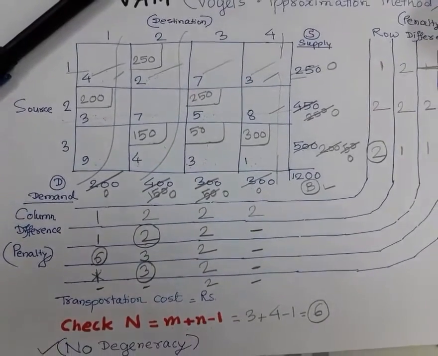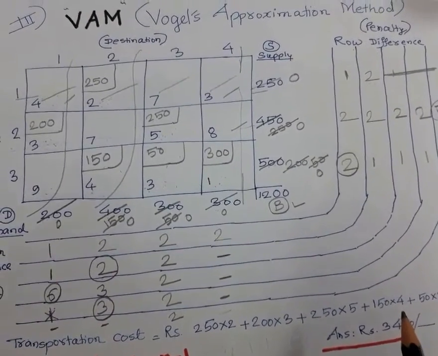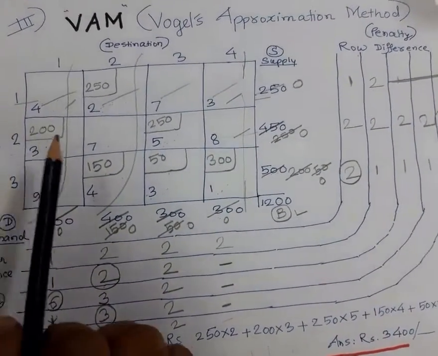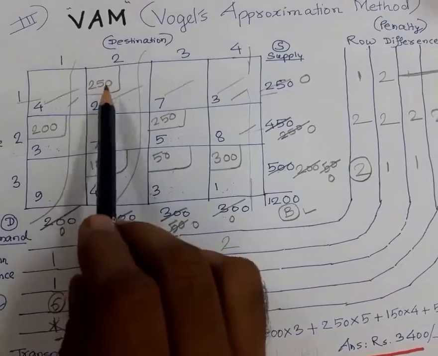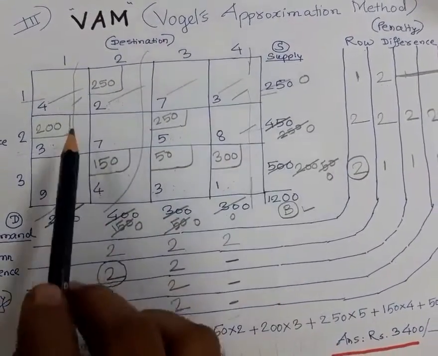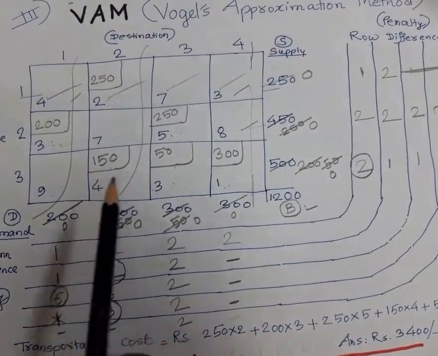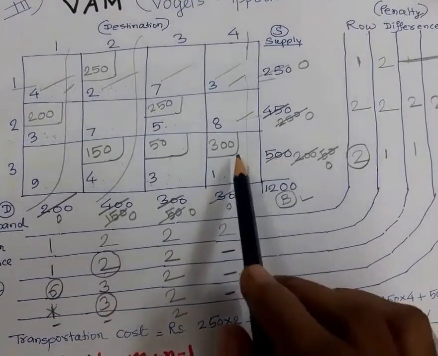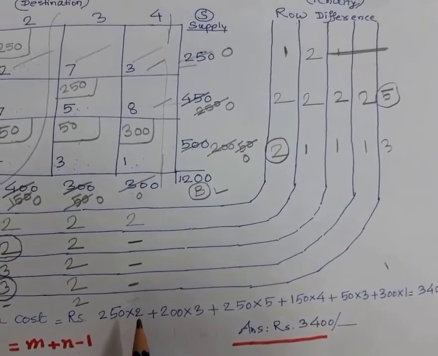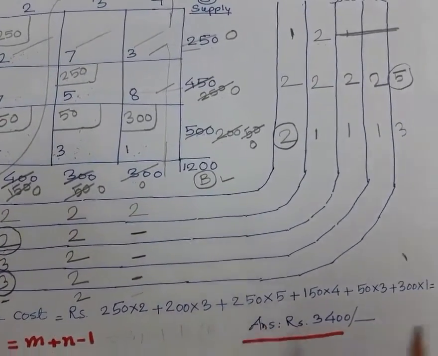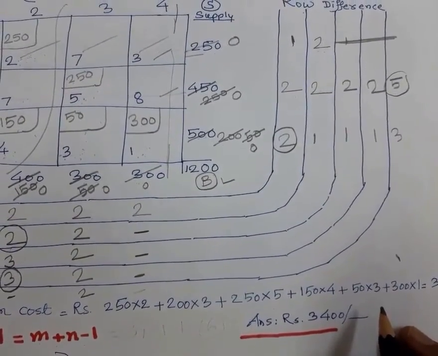Now just find the transportation cost. Now from the transportation cost matrix and corresponding allocations, we can find the final transportation cost. See the first row, 250 into 2 plus 200 into 3 plus 250 into 5 plus 150 into 4 plus 50 into 3 plus 300 into 1. Now after calculations, we found that rupees 3,400 is the final cost of transportation.